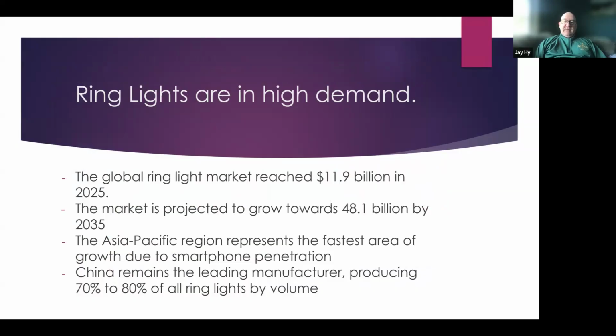The Asia Pacific region represents the fastest area of growth due to smartphone penetration. They're getting a lot of smartphones to the islands in the Asia Pacific region. And China remains the leading manufacturer, producing 70 to 80% of all ring lights by volume.